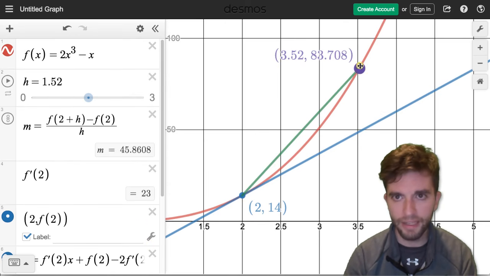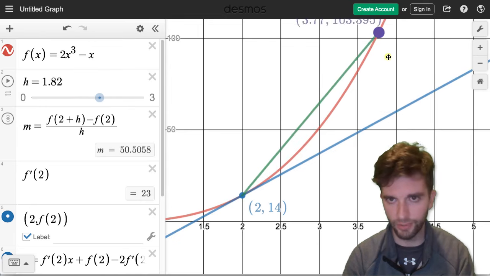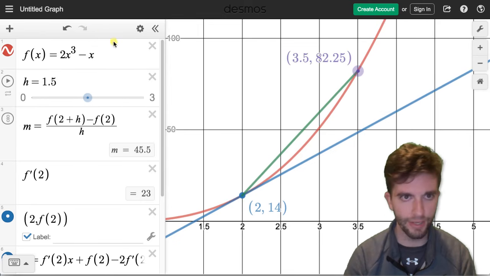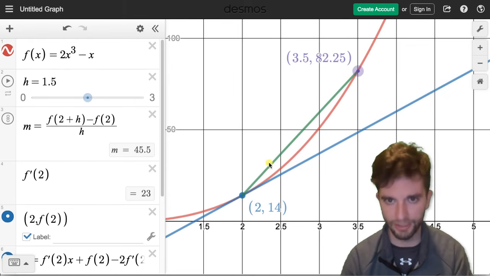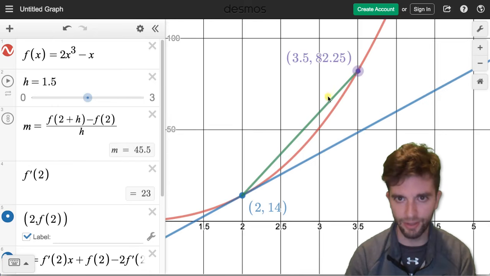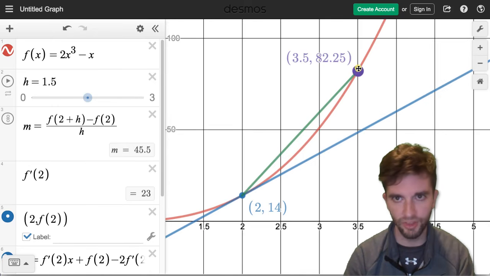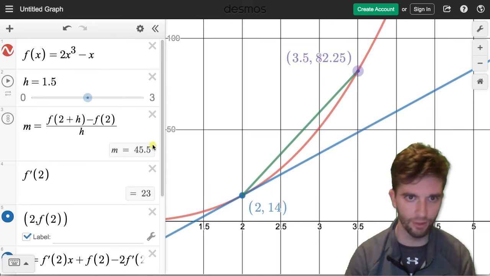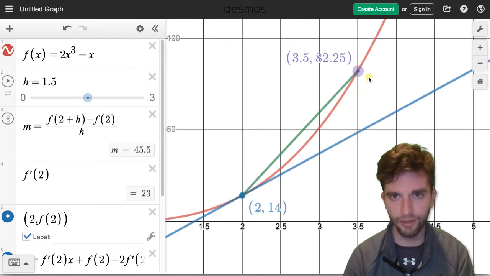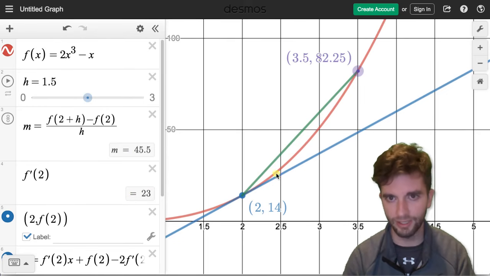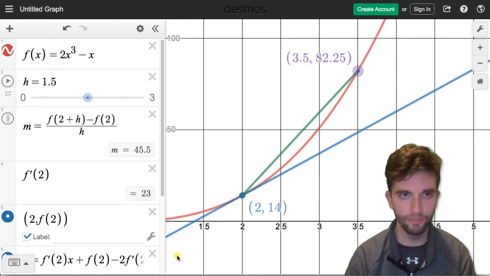Well, we know any point we want on this function. We know all of the x and y coordinates because we have the equation. So what we're going to do is use a following interval, so an interval after an x value of 2, and calculate a slope of a secant. This secant slope, for the interval from 2 to 3.5, is 45.5. So that's not even close to the tangent slope of 23. And you can see graphically that green slope does not come close to matching that blue slope.